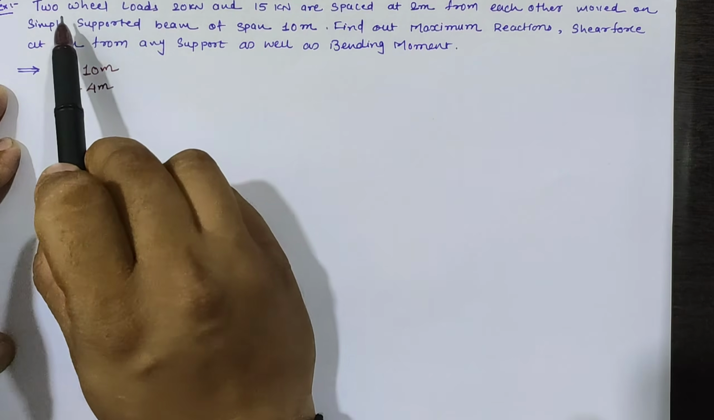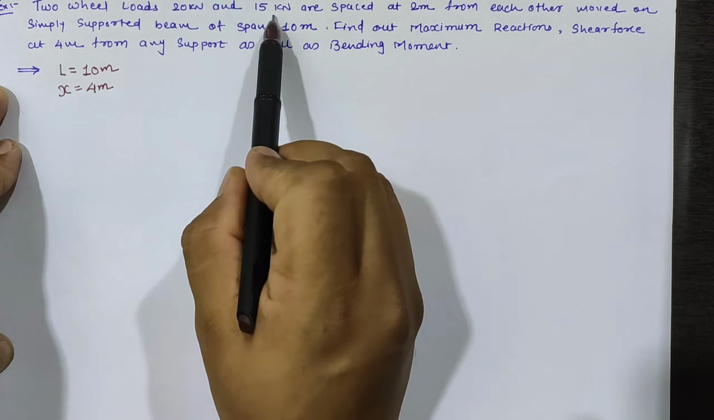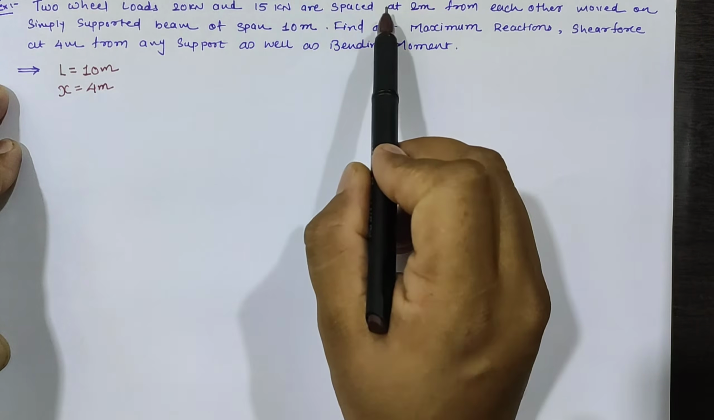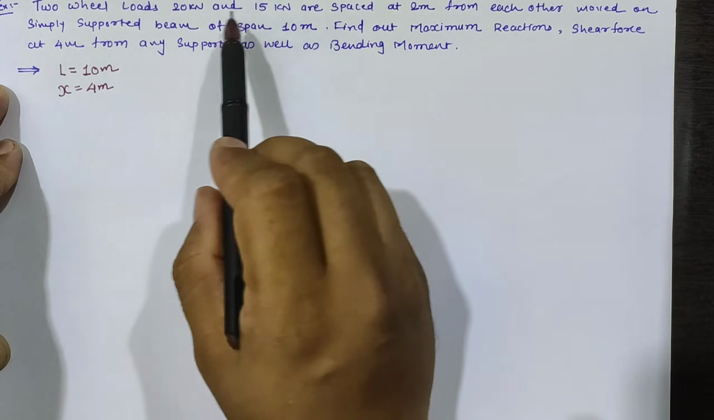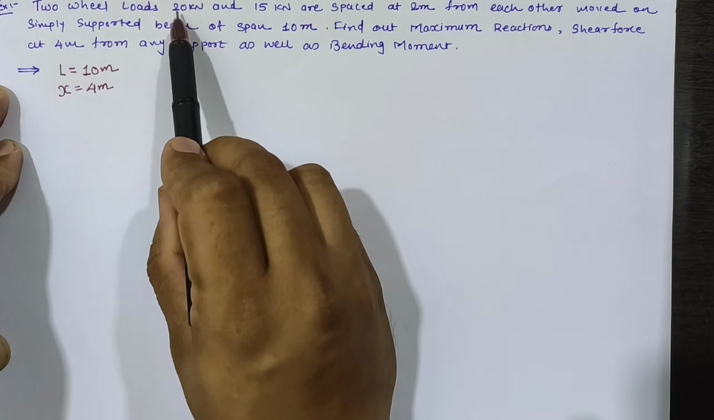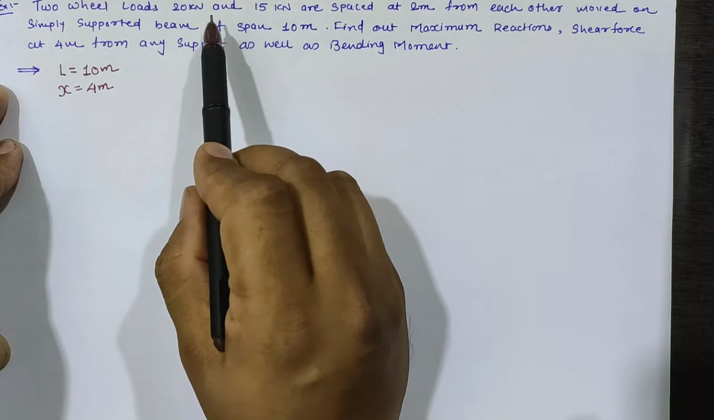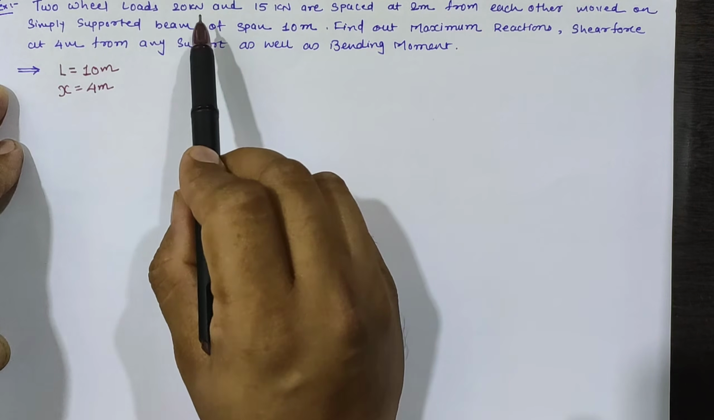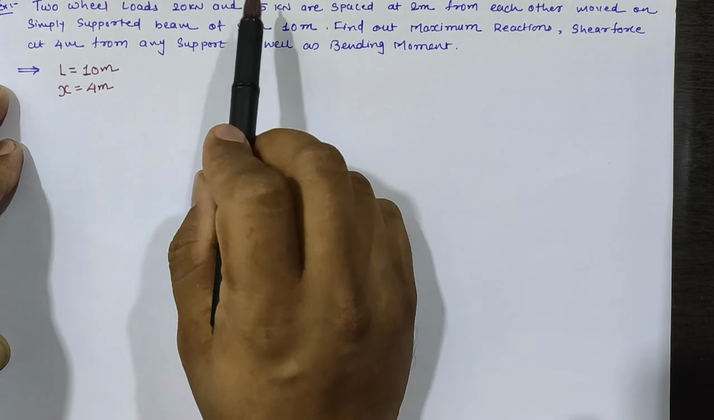Now we are given two wheel loads having 20 kilonewton and 15 kilonewton as intensity, which are spaced at 2 meter from each other, but we are not given the data whether the 20 kilonewton load is ahead or the 15 kilonewton load is ahead. So for the calculation of maximum shear force and bending moment, we can interchange the loads according to the requirement.